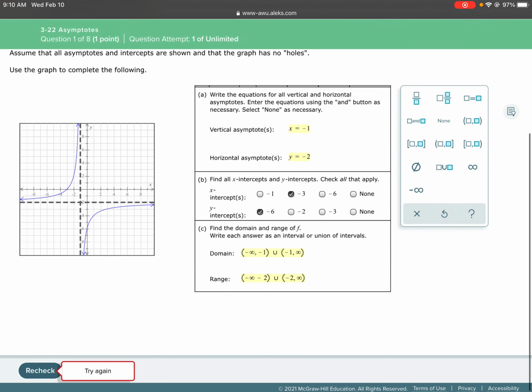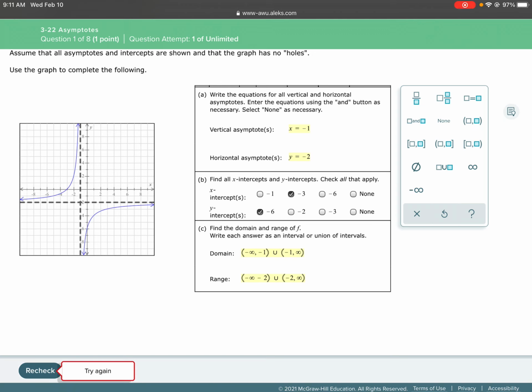Wait, what happened here? Vertical asymptote, x equals -1, correct. Horizontal asymptote, y equals -2, correct. X-intercept at -3, correct. Y-intercept at -6, correct.